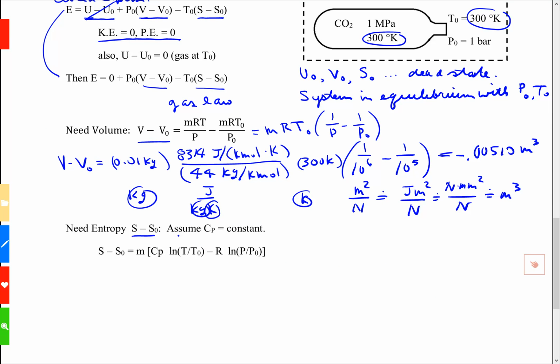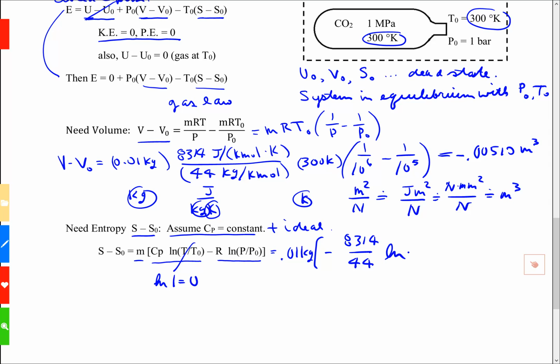For specific heat equals constant theory plus ideal gas, we developed a relationship for an entropy change of an ideal gas to be the mass times a specific heat times a log of the temperature ratio minus the gas constant times the log of a pressure ratio. The temperature ratio, T over T0, is 1, and the log of 1 is 0, so that term is gone. So let's put some numbers in here. We've got the mass, 0.01 kilogram. We've got minus R. I'm going to put R in as 8314 over 44 as before, times the log of the pressure ratio.